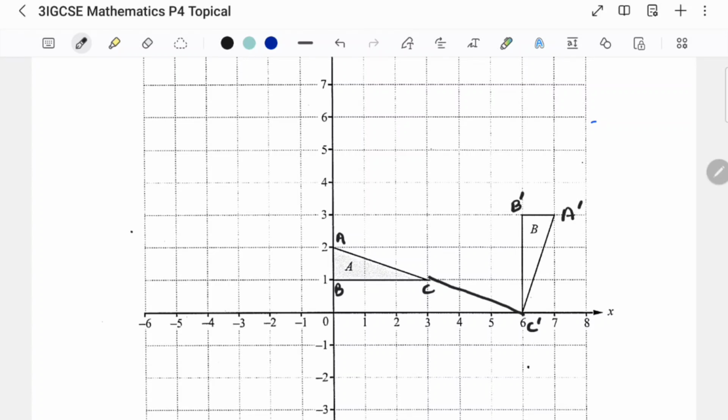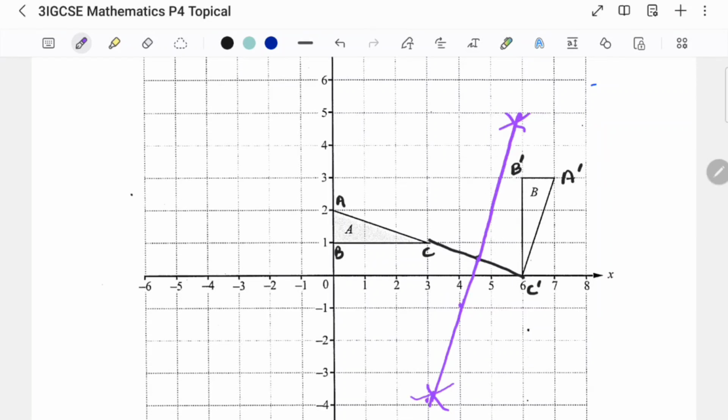Then I'll make a perpendicular bisector line. So I've made the perpendicular bisector line of C and C complement. Now I'm joining another one. So I've made the line of B and B complement and then drawn the perpendicular bisector. Making bisectors is not difficult.